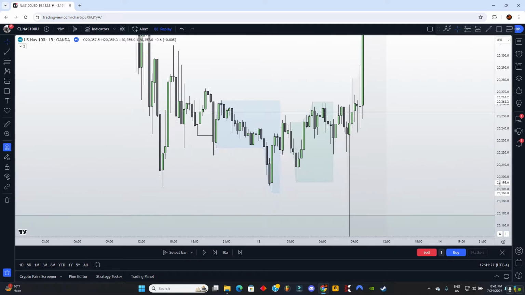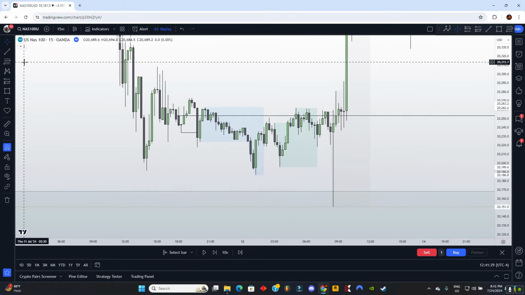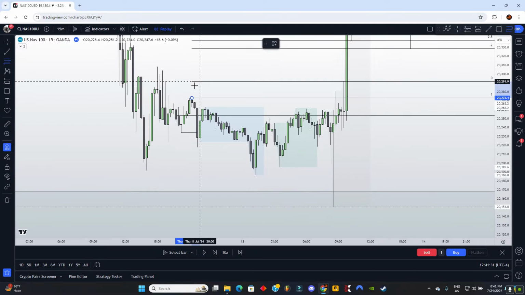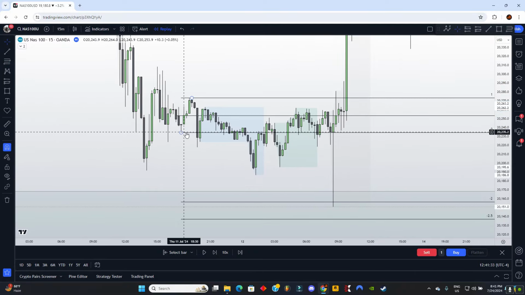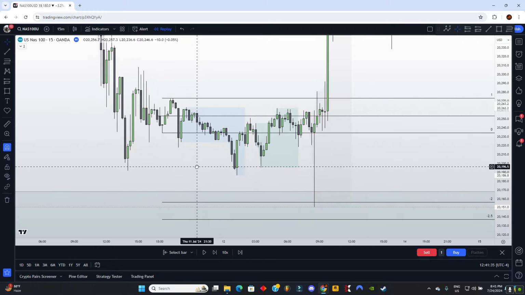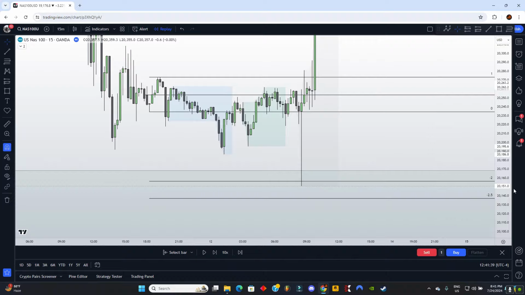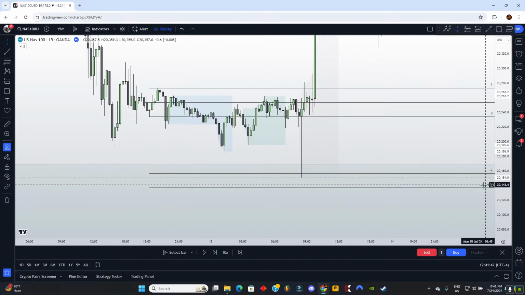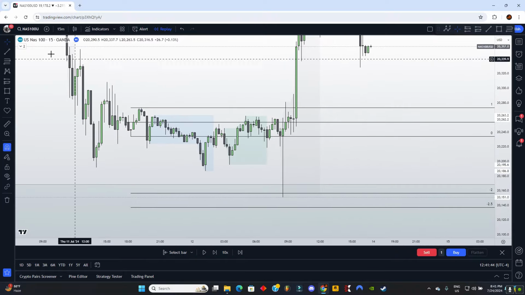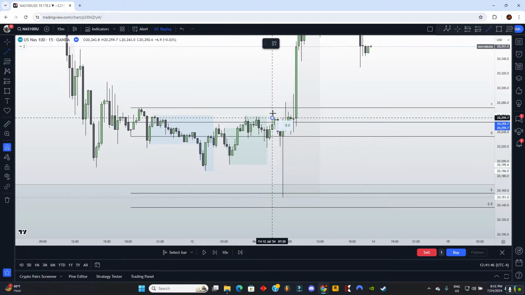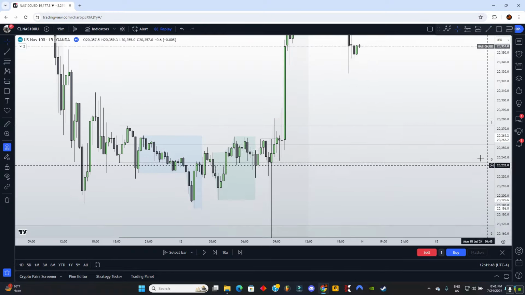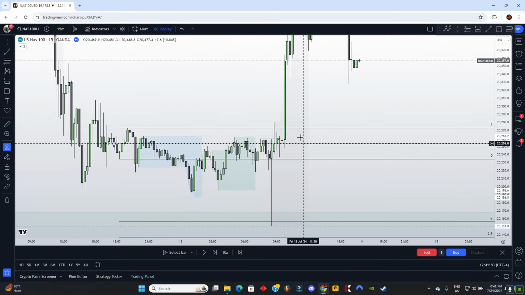Now we can measure the manipulation move, right? So using our fib from the last high that was formed to the last low before the market structure shift, you can basically see that price tapped into the PD array. It tapped into the -2 and -2.5. And then afterwards, what do we have? We have a shift in the market structure. So we get our bias in the New York session, right?